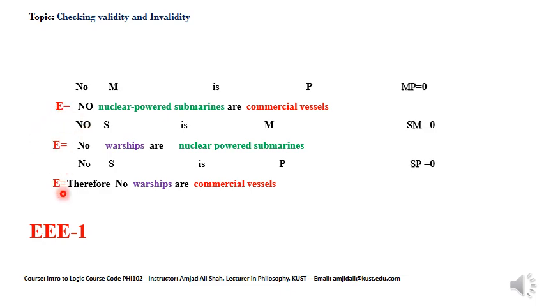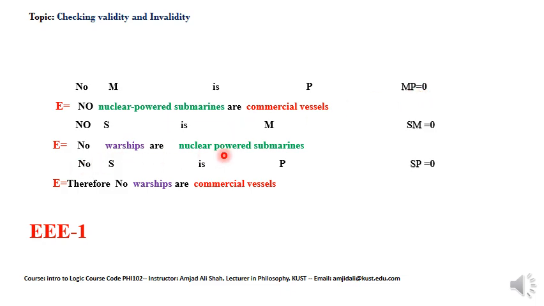Now in this new syllogism, we have universal negative premises, and the terms are also changed. So we have terms like nuclear powered submarines, warships, commercial vessels. The first premise says no nuclear powered submarines are commercial vessels. In other words, no M is P, MP is equal to 0. So in universal negative, we don't put bar on any of the alphabet.